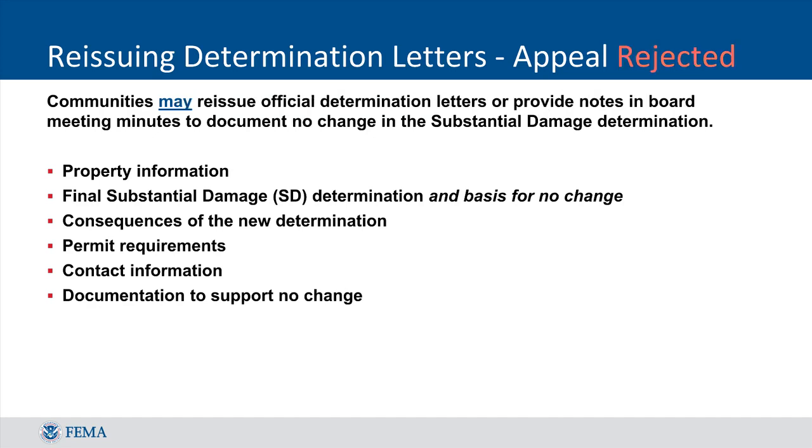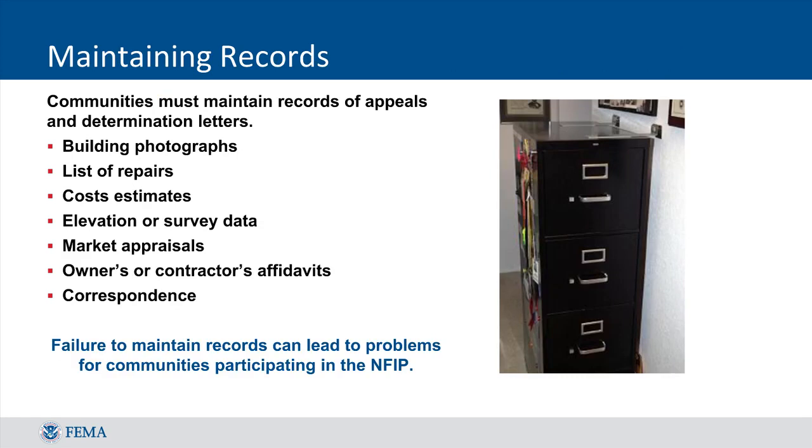If the Community Appeals Board rejects an appeal, communities may reissue official determination letters or provide notes in board meeting minutes to document no change in the substantial damage determination. Communities must maintain records of appeals and determination letters.